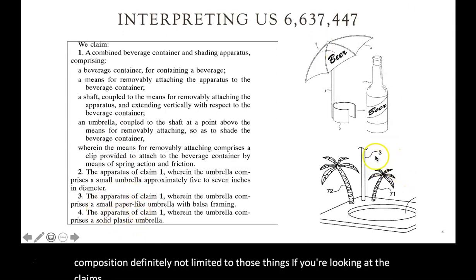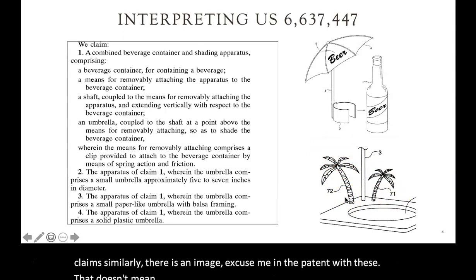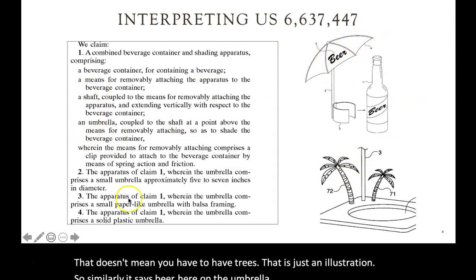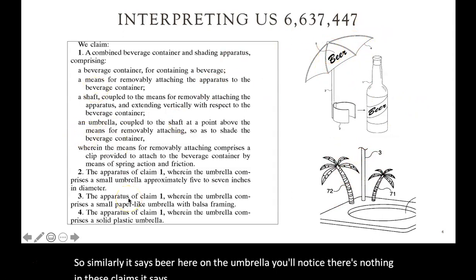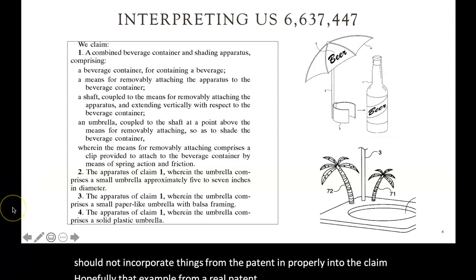Similarly, there is an image in the patent with these palm trees. That doesn't mean you have to have palm trees. That is just an illustration. So similarly, it says beer here on the umbrella. You'll notice there's nothing in these claims that says it has to say beer. That's another example of how you should not incorporate things from the patent improperly into the claim. Hopefully that example from a real patent helps illustrate a little bit about claim construction.